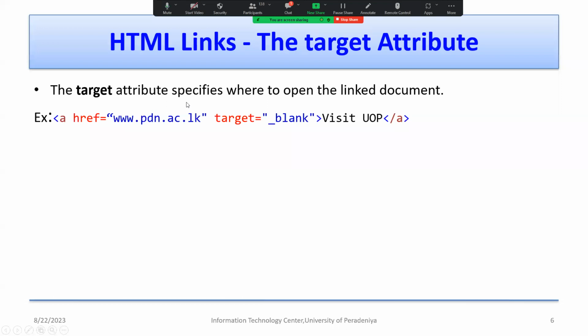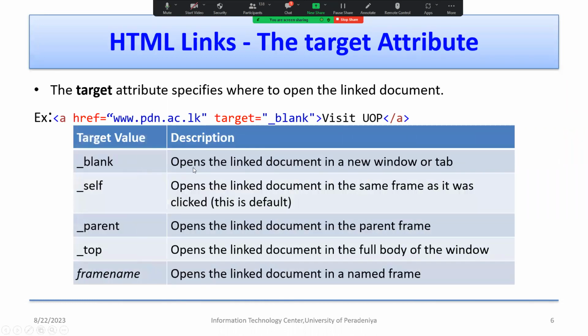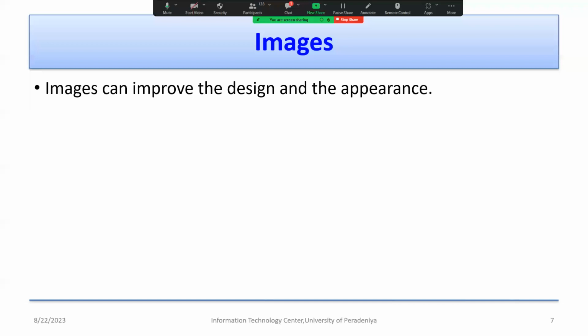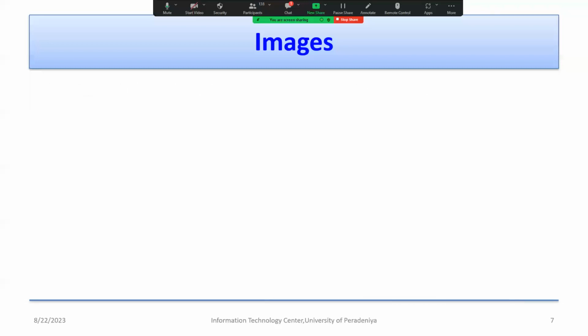Target specifies where to open your link. If it is blank, we can open the link in a new window or new tab. If you say self, that's the default one, it will open in the same tab. Likewise, there are other targets as well. I'll explain the two things in the iframe concept. Then the next one is images: how to insert an image into your web page.